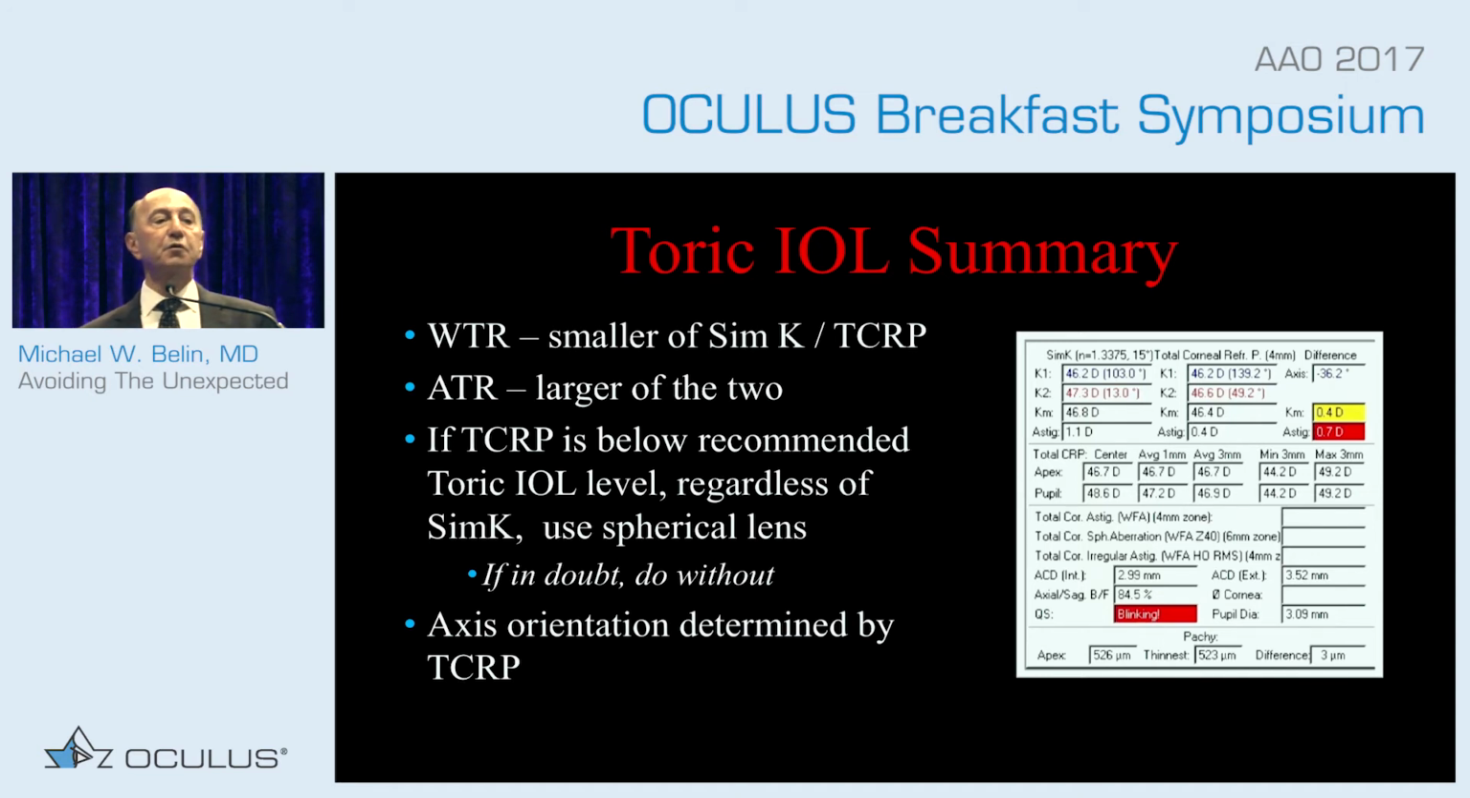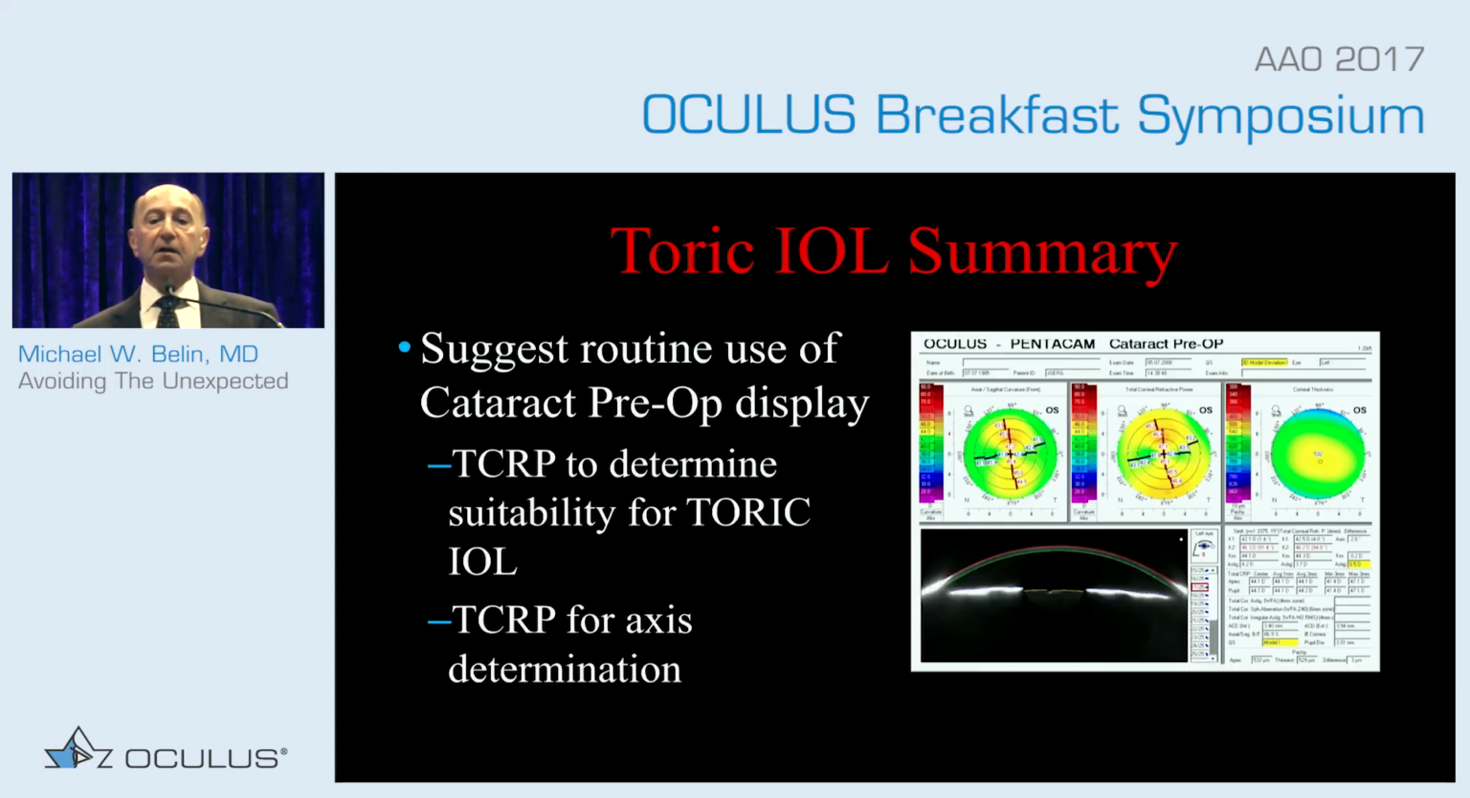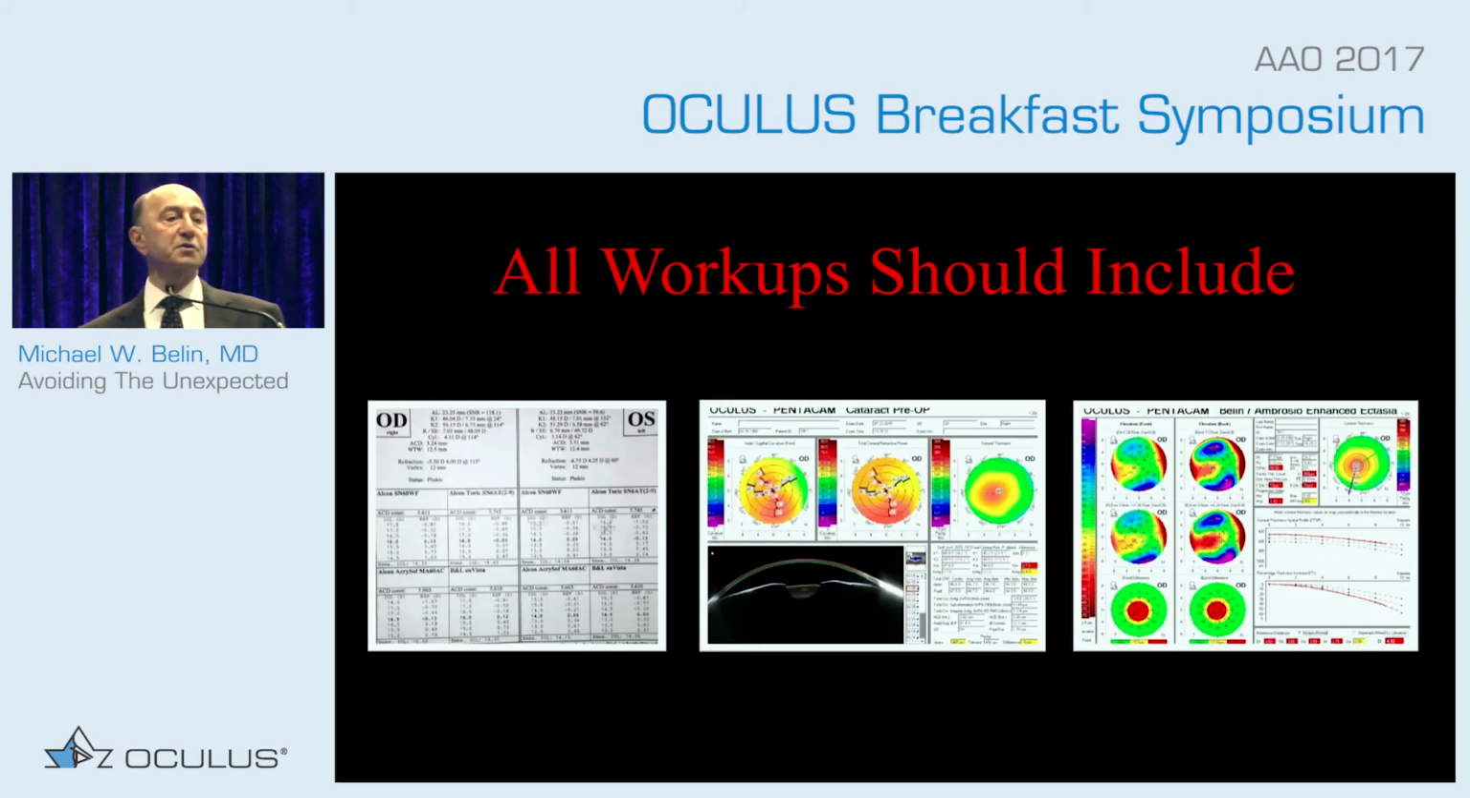But again, there are a number of formulas that you'll hear about after my lecture that actually use tomographic data. So I suggest the routine use of the cataract pre-op display, and the routine use of the BAD display as a screening to determine whether someone is suitable for a multifocal. And again, total corneal refractive power determines suitability, and total corneal refractive power is used for axis determination. In general, all workups should include some type of IOL calculation. You'll hear more about the AXL, again the cataract display, and the BAD display, just to do a quick screening of your patients.